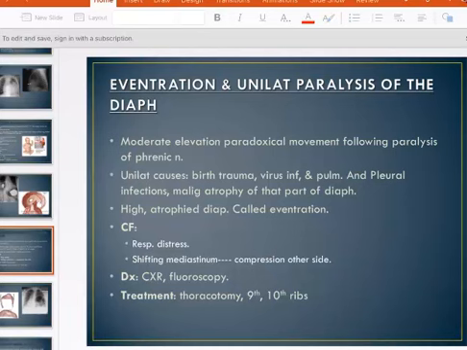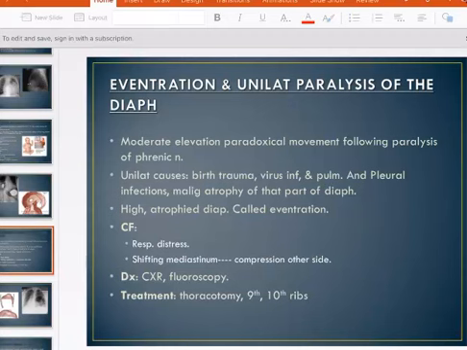In paradoxical movement, during inspiration the normal side is depressed and the affected side is elevated. This leads to a mismatch between ventilation and perfusion, causing distress, and maybe a right to left shunt.